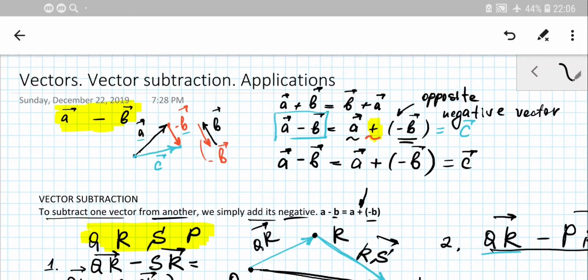Hey guys, we explored vectors and vector subtraction, and now it's the right time to look at some applications to GCSE problems and questions that you might need on your exams.